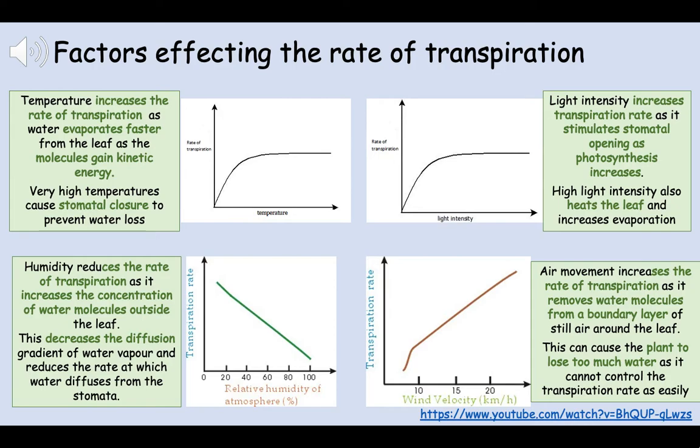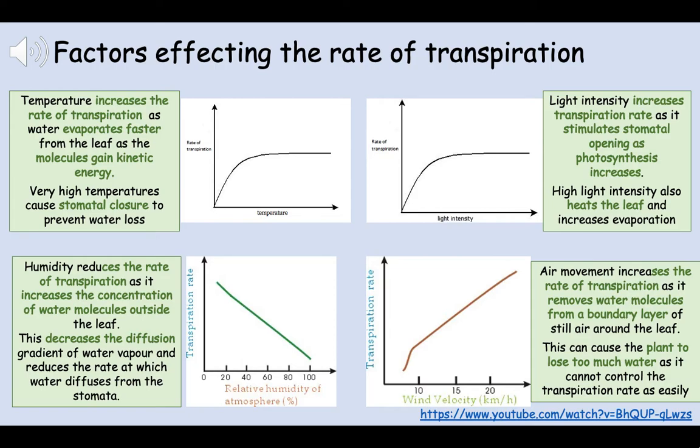However, if we reach very high temperatures, then the stomata will close because what the plant doesn't want to do is lose too much water. So as temperature increases, so does the rate of transpiration. However, there is a limit because the plant doesn't want to lose too much water, so it will close the stomata, thus preventing any more water loss.